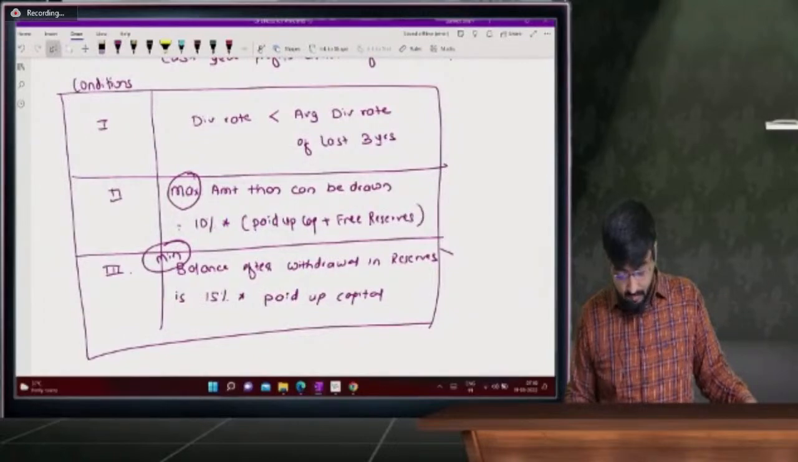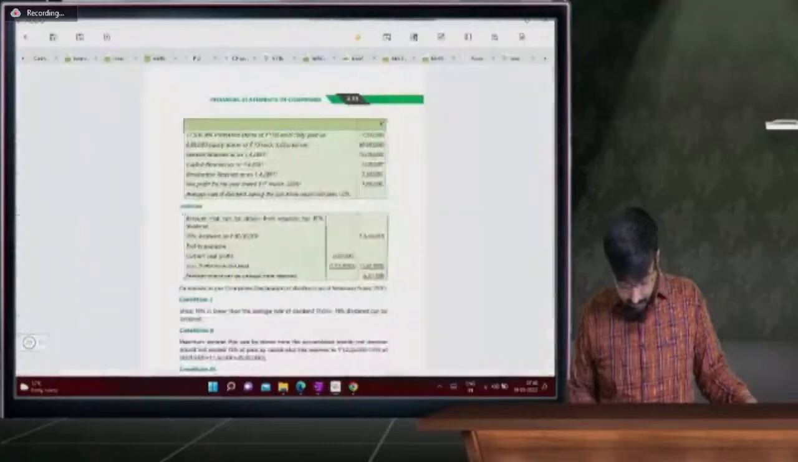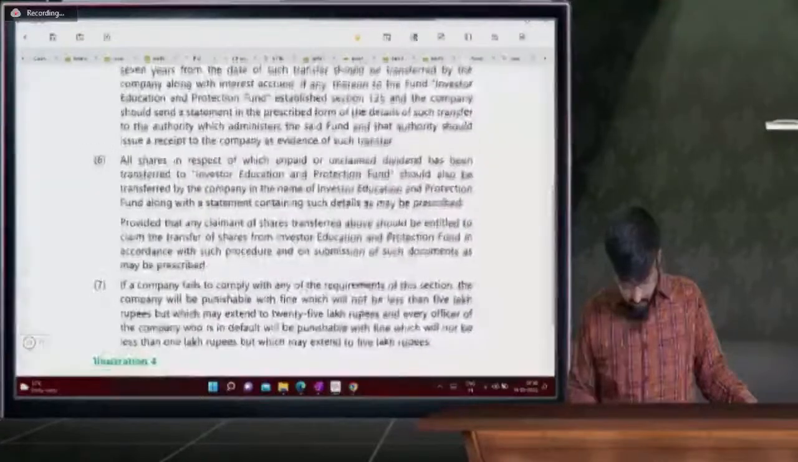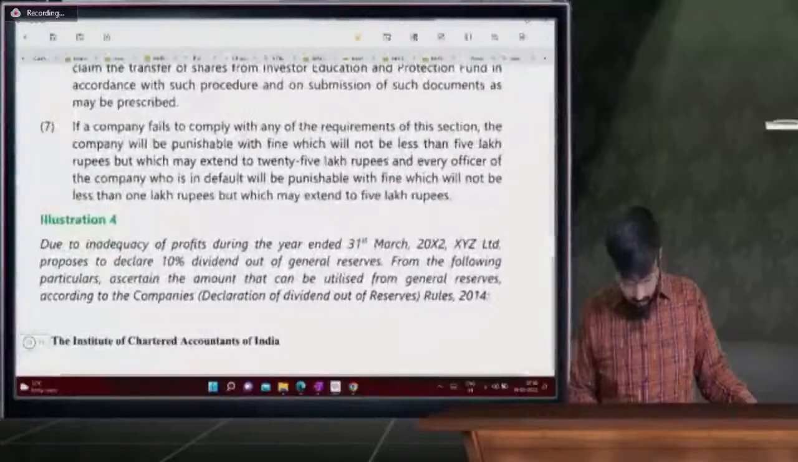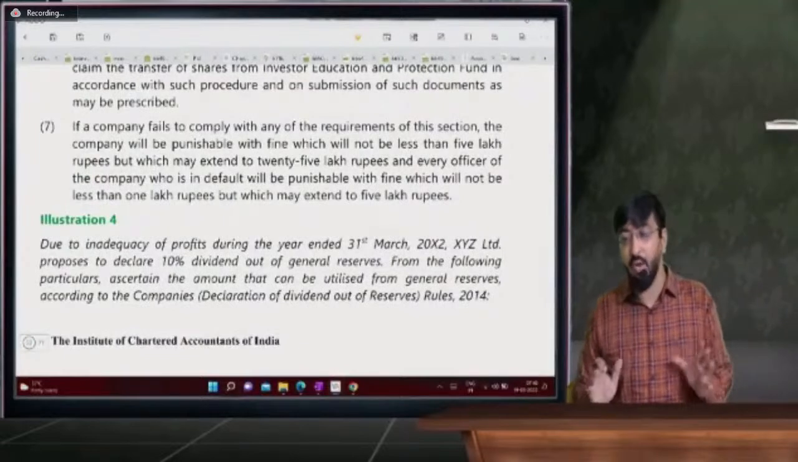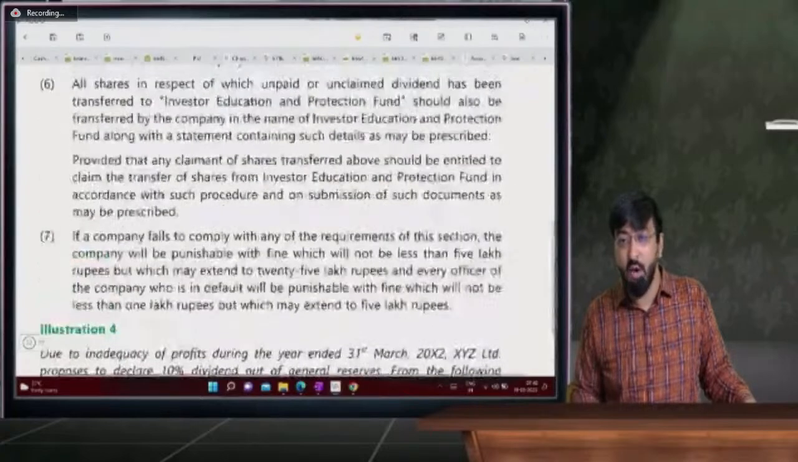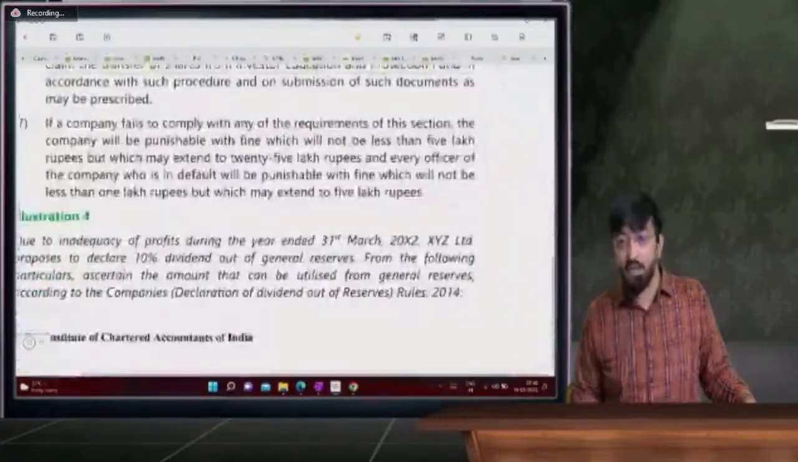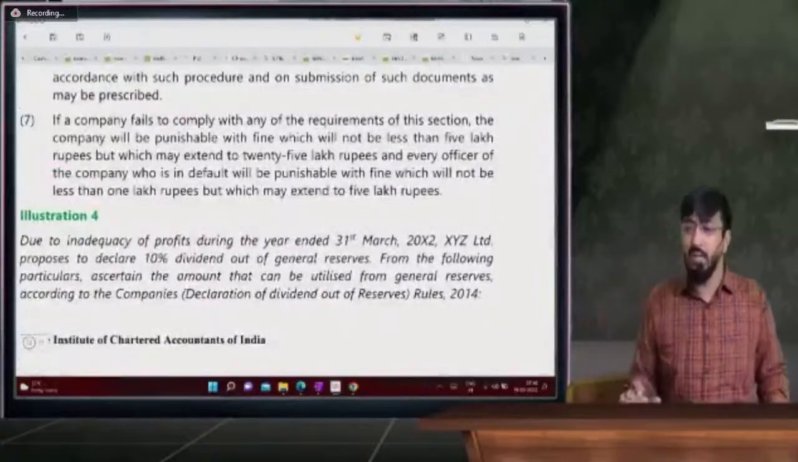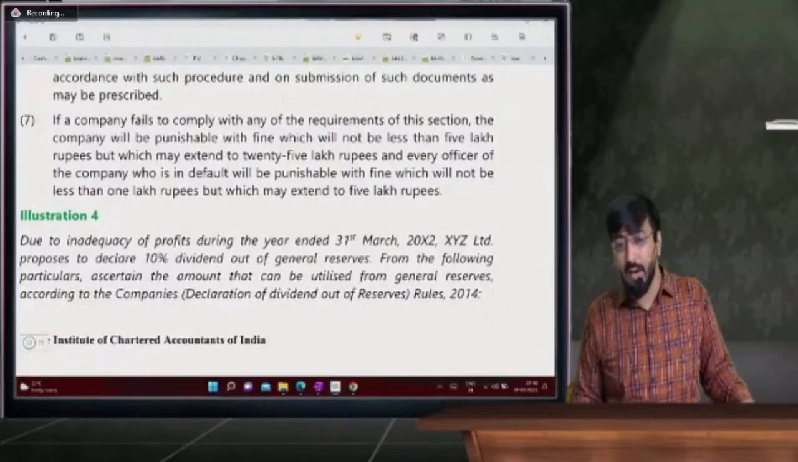And after this, if all conditions are satisfied, I'm giving you exactly 5 minutes to solve illustration number 4 on this concept. Those students who want to do it in detail, I have given you the guideline, so you can read all these conditions. I'm not a law faculty, so investor protection fund and all these things are not important from exam point of view. So I will skip that part. Illustration number 4, immediately you can solve this after understanding all the concepts.